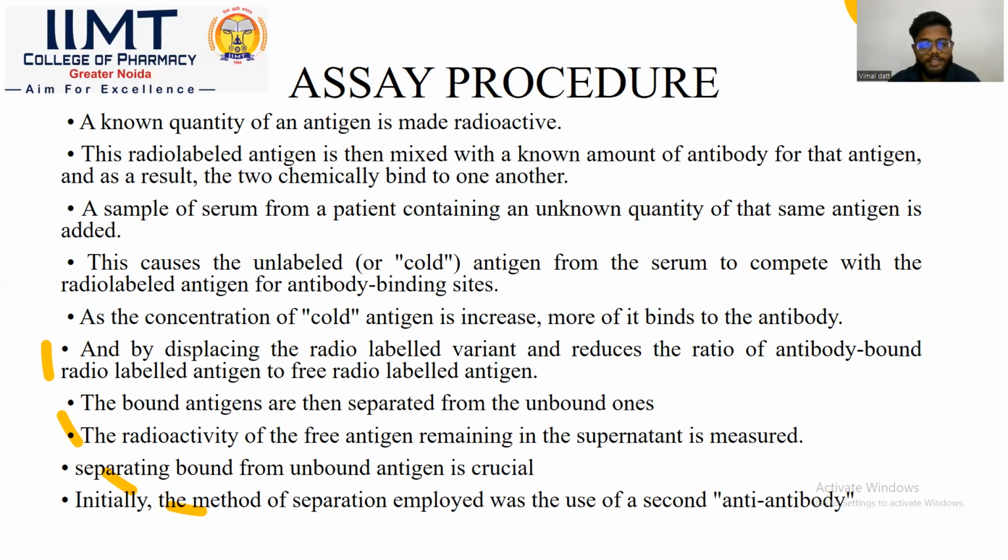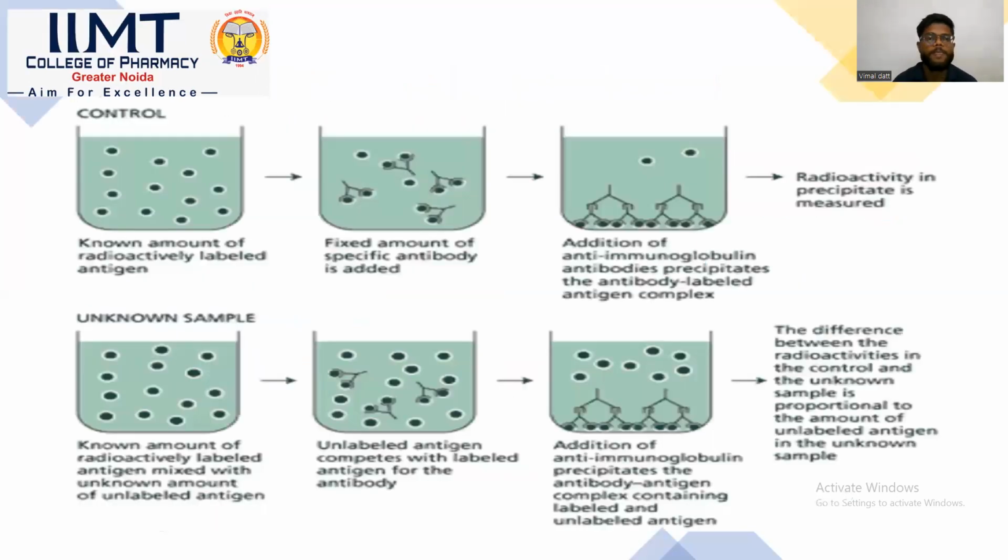Separating bound from unbound antigen is crucial. Initially, the method of separation employed was the use of a second antibody, that is, anti-immunoglobulins. In the next slide, we can understand the whole procedure through an image.